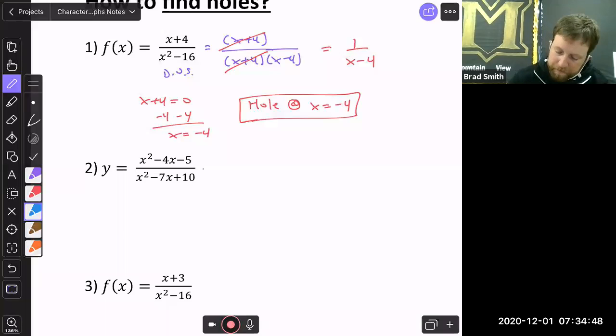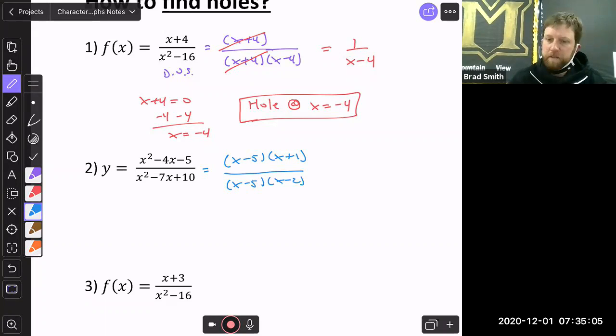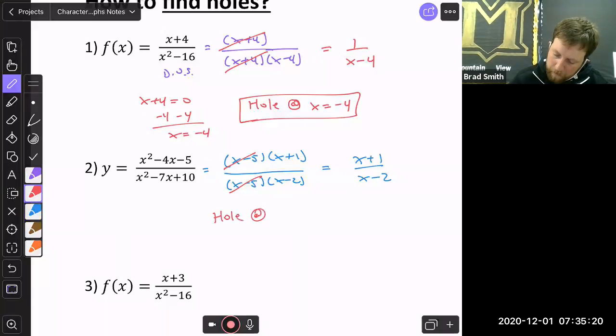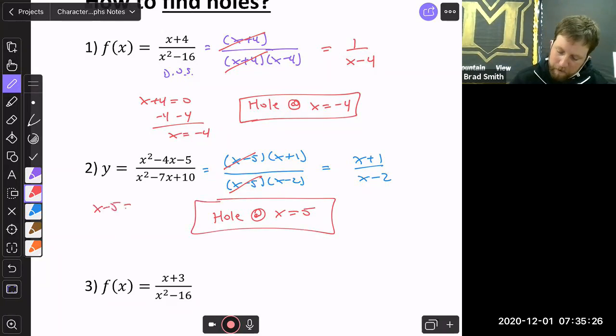So if I look at number 2, what factors of 5 subtract to give me -4? So -5 and +1. And then the bottom, what factors of 10 add to give me -7? So -5 and -2. So these cancel, so I am left with x plus 1 over x minus 2. So I got a hole where? At x equals 5. So remember, we take what we crossed out, set it equal to 0, and solve.